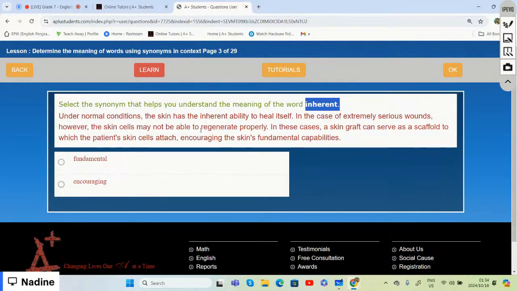So now, inherent, is it fundamental or is it encouraging? The skin has the inherent ability to heal itself. Is it fundamental or is it capable? Encouraging. Sorry, inherent.